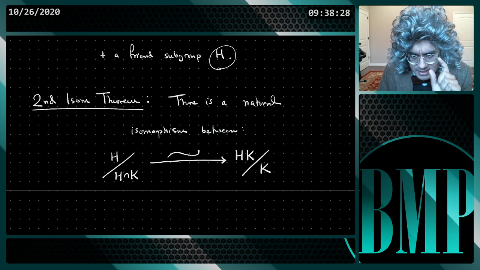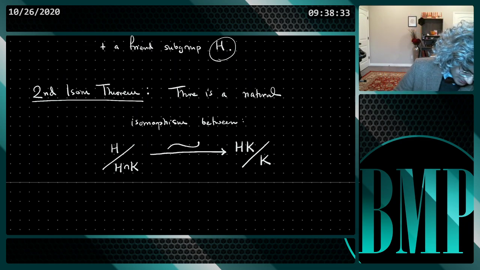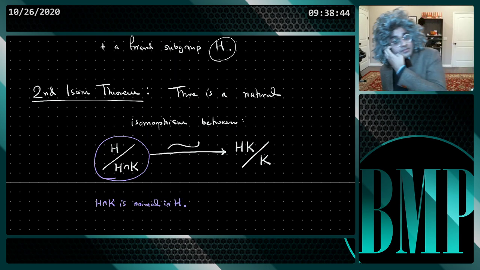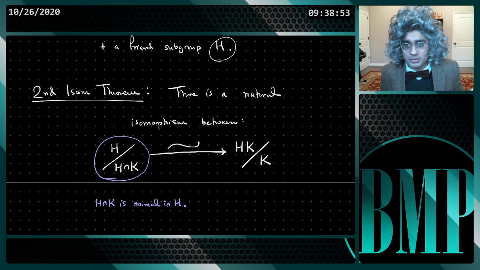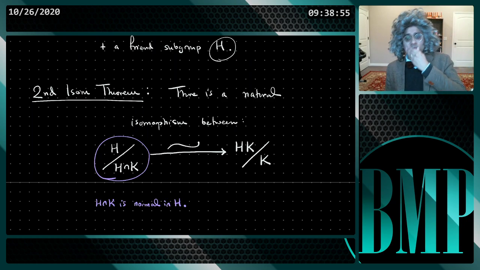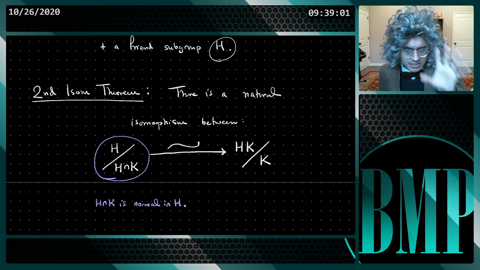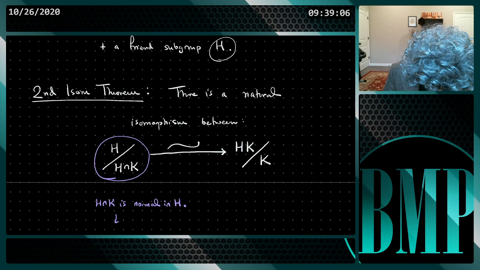So let's unravel this. Make sure everything parses. Notice that H intersect K is normal. Go ahead and do that quick, simple exercise. H intersect K is a normal subgroup in H. I'm not saying it's a normal subgroup of G or anything, just in H. As a subgroup of H, it's normal. So the left-hand side makes sense.